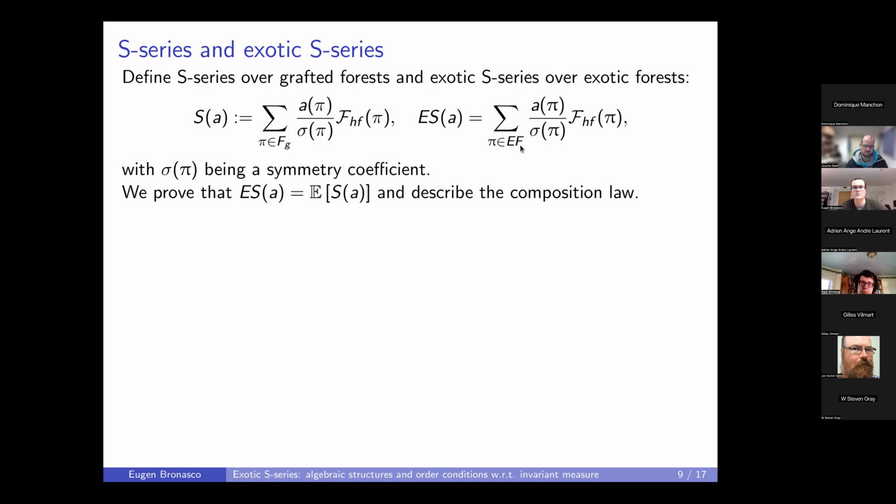Of course, we also have to extend the definition of F subscript HF, which sends grafted and exotic forests to the differential operators. And we also define a property, the sigma of pi, which are again the sizes of corresponding automorphism groups. So in the case of a grafted forest, an automorphism has to preserve the color of the vertex, right? So it has to send black vertices to black vertices and grafted to grafted. And in the case of an exotic forest, an automorphism preserves the color and also preserves the pairing of grafted vertices.